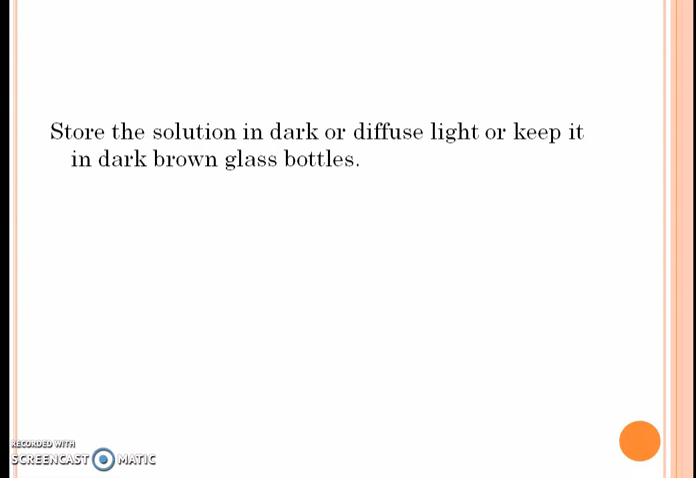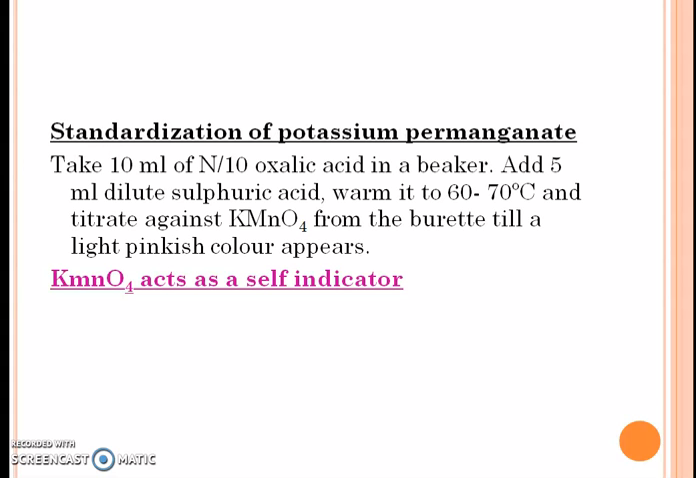We have to store the solution in the dark or diffuse light, or keep it in dark brown glass bottles, because KMnO4 is susceptible to light. Standardization can be done against oxalic acid. We have to add to it 5 ml of dilute sulfuric acid, warm it at 60 to 70 degrees Celsius and titrate against KMnO4. Now remember, KMnO4 acts as a self-indicator.